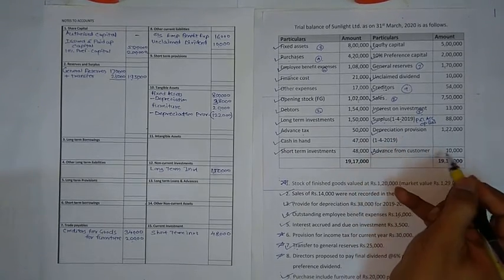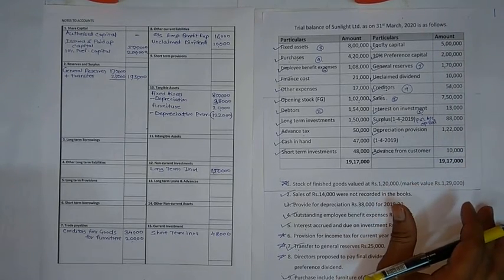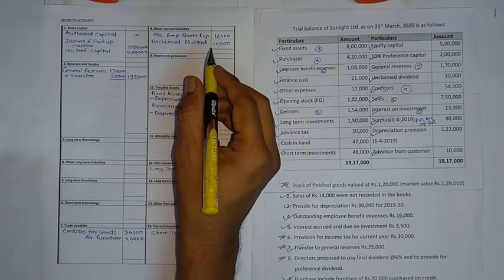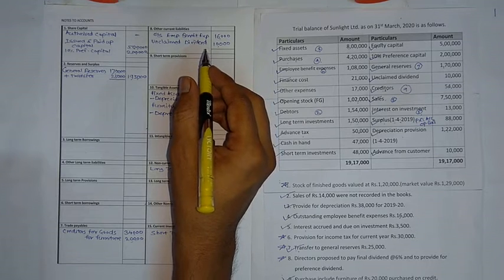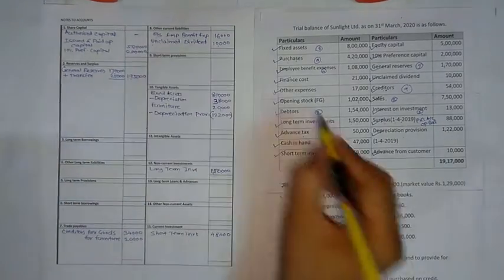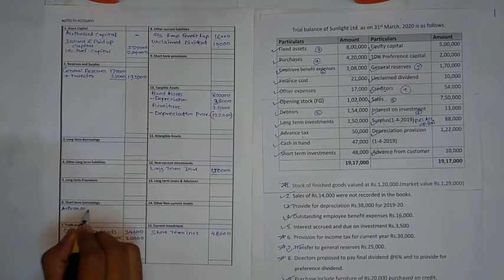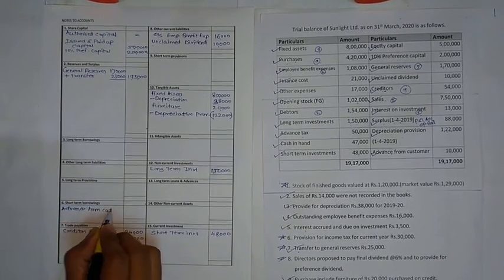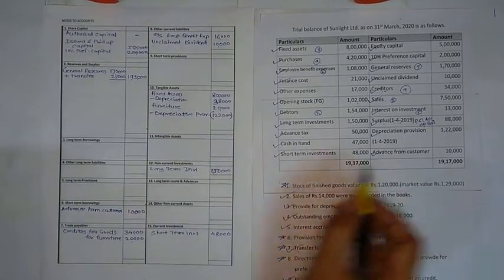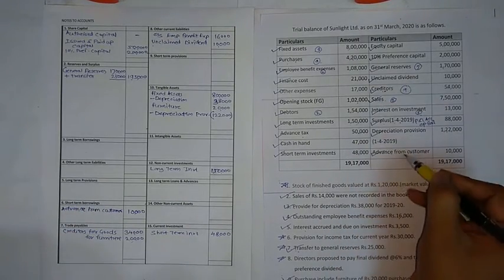Last item is advance from customer 10,000. Advance from customer is our other current liability. Sorry, it is our advance from customer is our short-term borrowing. It is our liability but under this name, short-term borrowing. So this way our trial balance is complete.